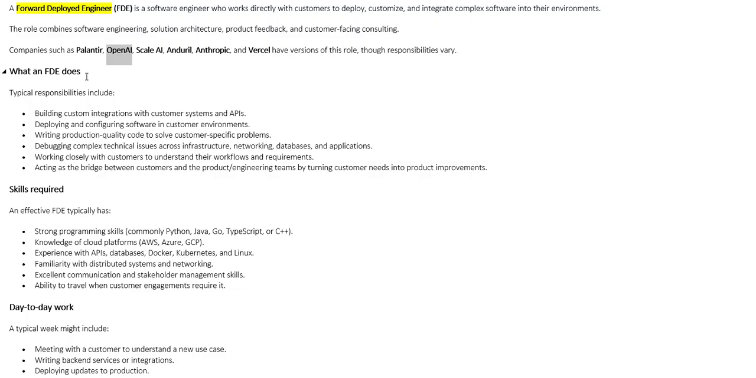So what does an FDE actually do? These are the typical roles and responsibilities. So we can see here, he will be building customer integrations, customer systems and APIs, deploying and configuring software in customer environments, writing production quality code to solve customer-specific problems, and working closely with the customers to understand their workflows and requirements.